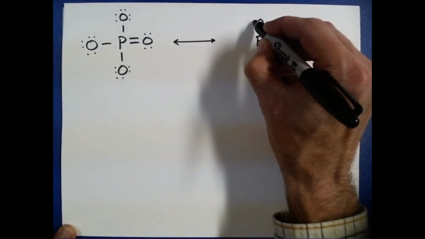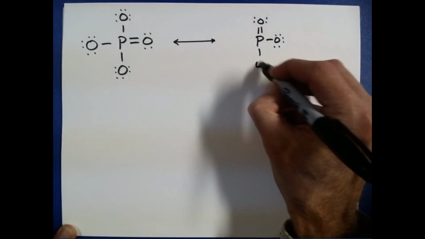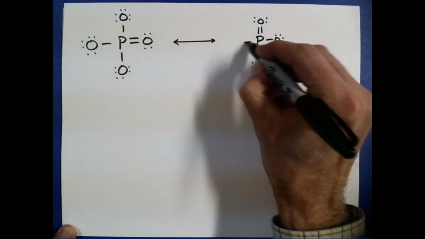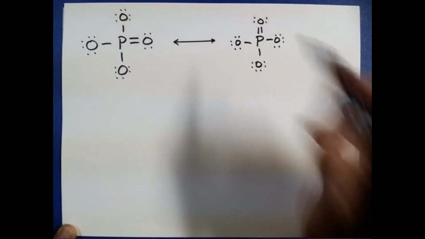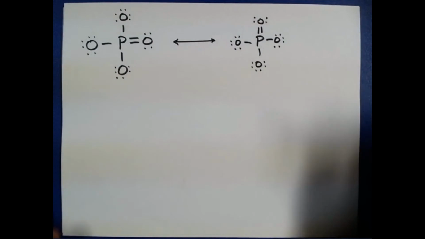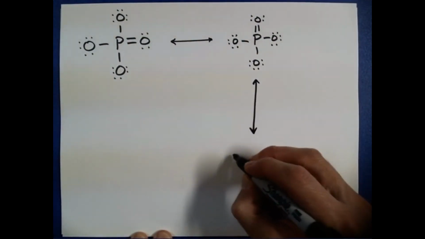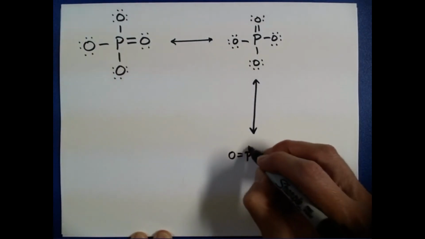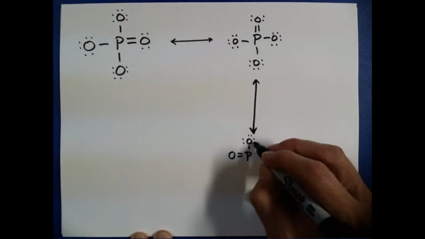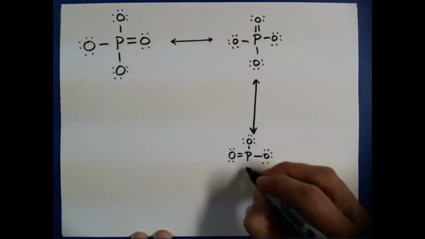Here I'll put the double bond up top, and all these are single bonded, like that. But instead of the double bond being here, it could also be here. So let's draw that resonance structure. So let's see, in this case it's going to be over here. I'll put in all the other lone pairs.